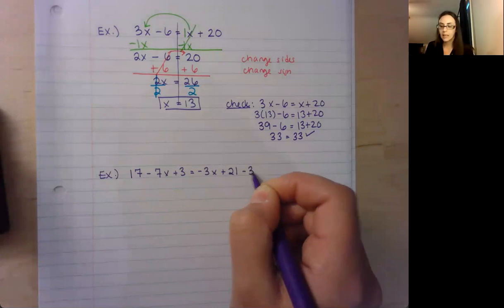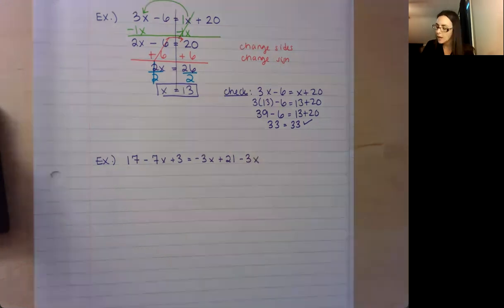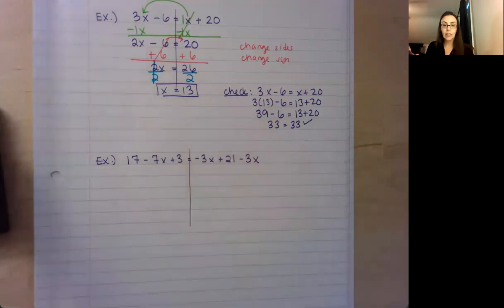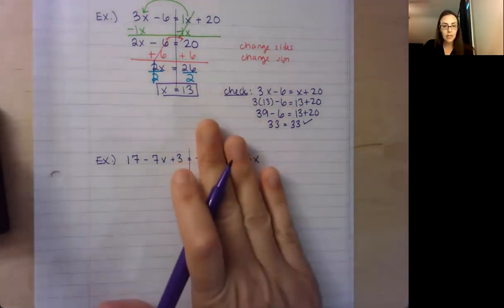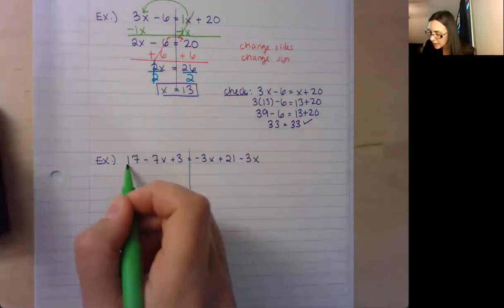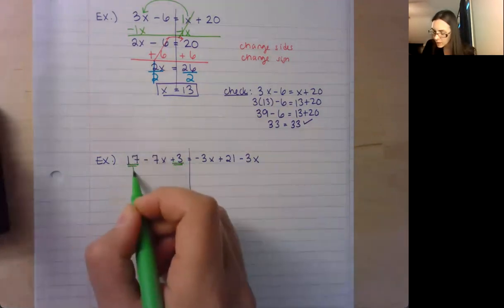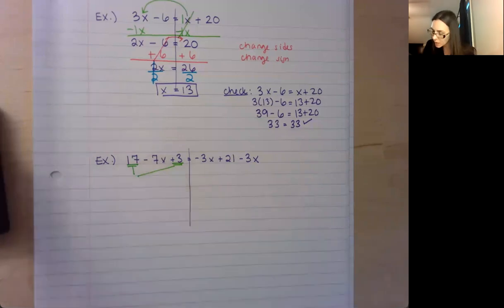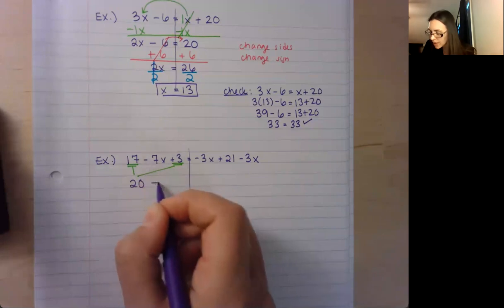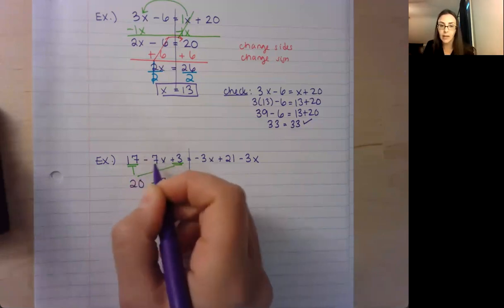All right, so here is another example. And there we go, my video froze. And again, I'm still going to put that little line in just for myself to keep me organized. And I look at my left side first and I say, okay, is there anything I can clean up? And there is. I do see a 17 and I see a 3. So I can combine those together, and that gives me 20. And then I have a minus 7x, so just watch your signs. That 7 has to have a negative or a minus sign on it.